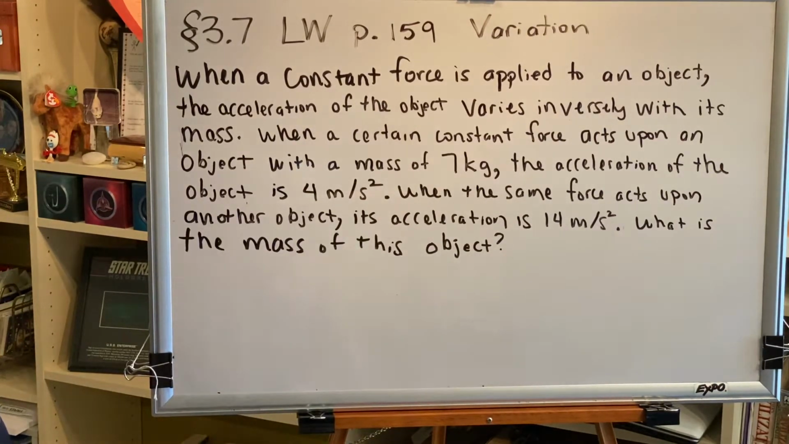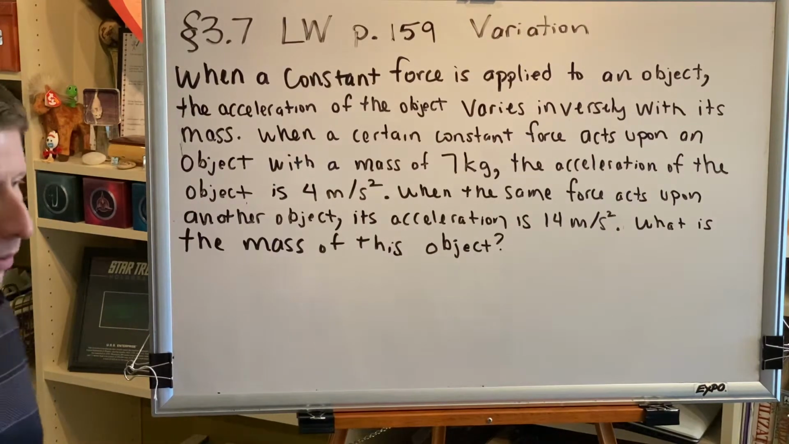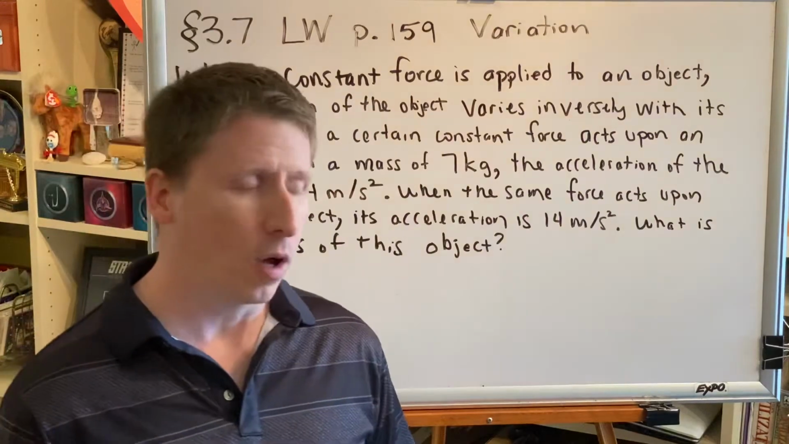When a certain constant force acts upon an object with a mass of 7 kilograms, the acceleration of the object is 4 meters per second squared. When the same force acts upon another object, its acceleration is 14 meters per second squared. What is the mass of this object? Okay, let's go ahead and solve this problem.